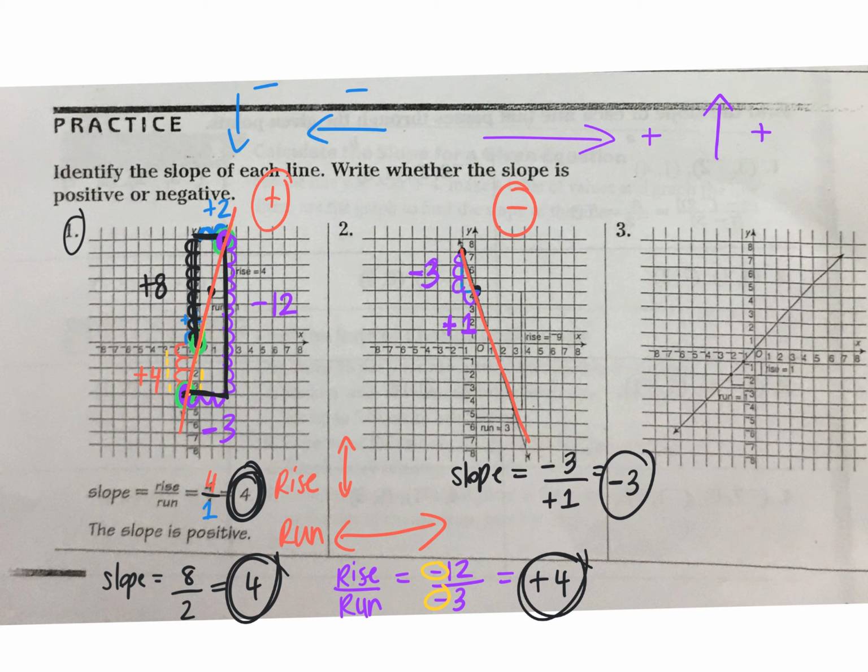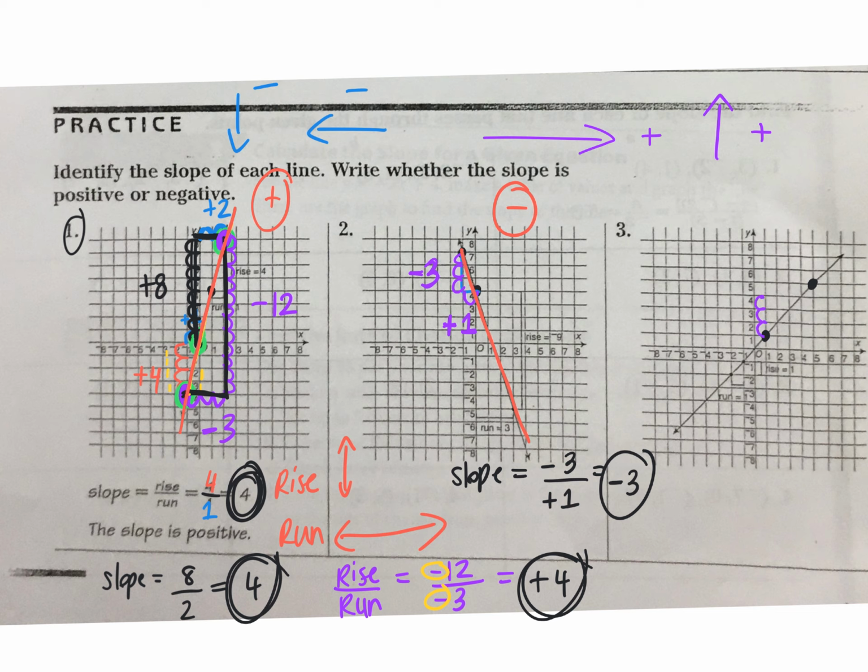Positive. It's rising to the right. So let's calculate the slope for number 3. I'm going to pick this point, and I'm going to pick this point. It doesn't matter. Pick any 2 points and count.